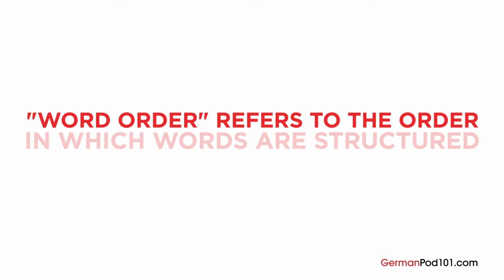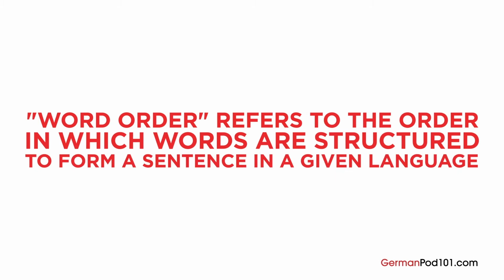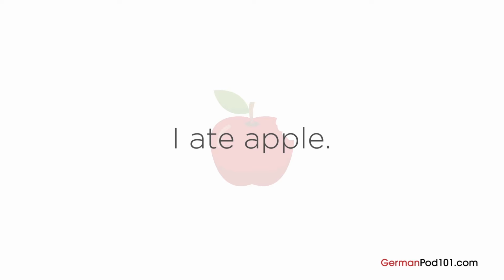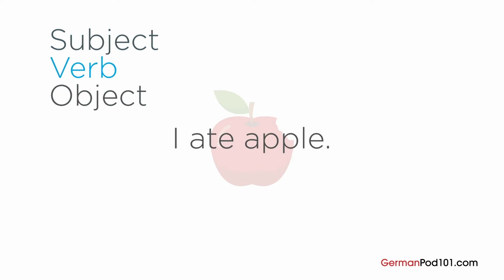Word order refers to the order in which words are structured to form a sentence in a given language. Consider the English sentence, I ate an apple. But first, let's remove the article an here for simplicity. So we're just left with I ate apple. The basic word order for English is subject, verb, object, or SVO for short. If we break down the English sentence, I ate apple, we can see that the subject I is presented first, followed by the verb ate, and then finally the object apple is positioned last. This is the basic word order for sentences in English.